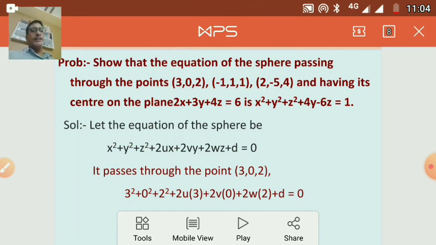So by converting the equations into matrix equation form, you can easily solve and find the values of U, V, W and D, and by substituting them in the standard equation of the sphere, you will get the equation of the required sphere. So this is the procedure you have to follow in this case.